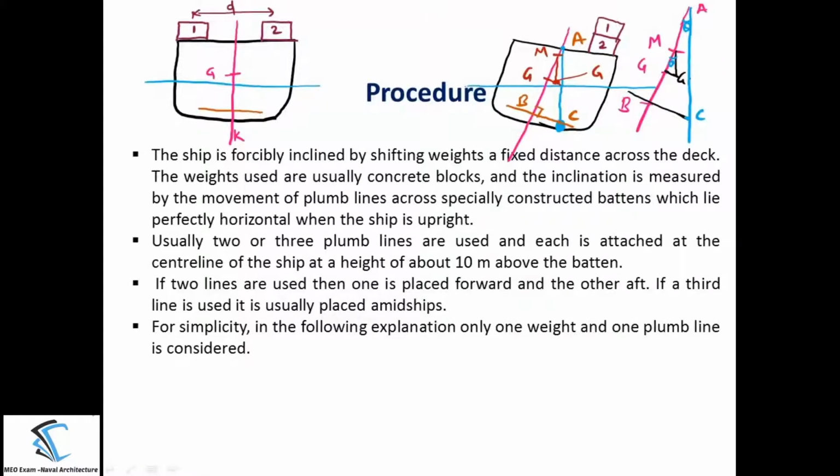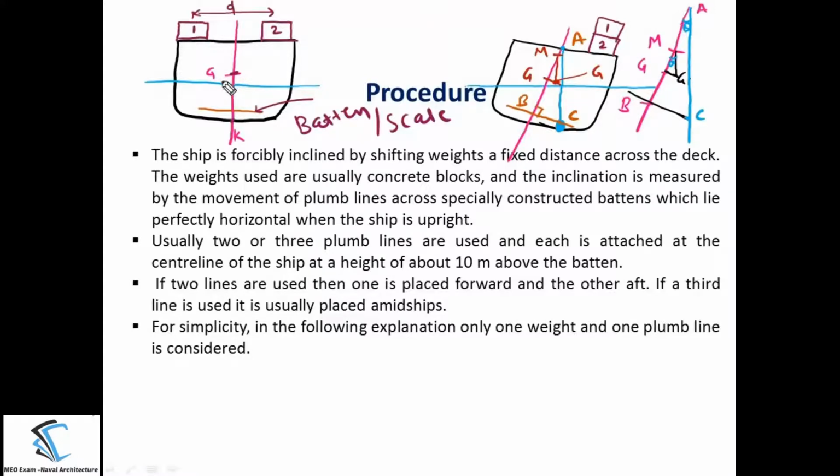So first of all, see the ship in a transverse view. You have the keel here, then you have the center of gravity of the ship somewhere here. We don't know where exactly the center of gravity is, but we are assuming it is on the central line somewhere here. Then the horizontal thing you can see here is a batten. Generally it is in the form of a scale. Then to perform these experiments we are taking some cement blocks.